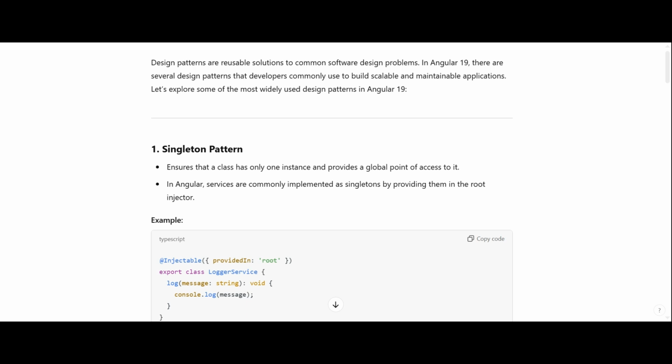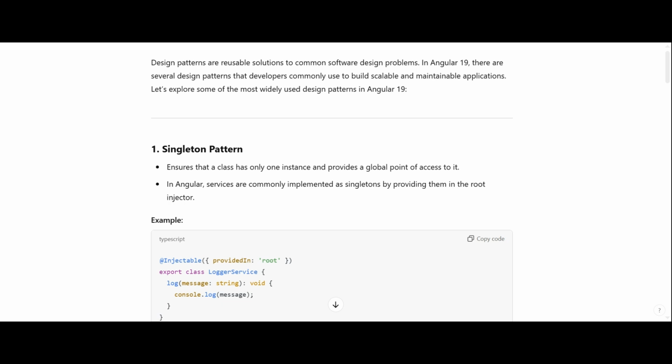My name is Sunny. So, if you are passionate about Angular and want to write clean, scalable, and maintainable code, then today we are going to dive into some of the most essential design patterns in Angular 19. Whether you are building a small app or a large scale enterprise project, these patterns will make your life much easier. So, make sure to watch till the end and don't forget to like and subscribe for more Angular content. So, let's get started.